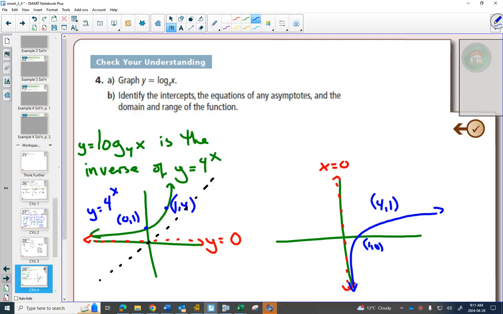It does ask for the domain and the range. So the domain, our x values have to be bigger than 0 but not equal to 0. And our range is everything.